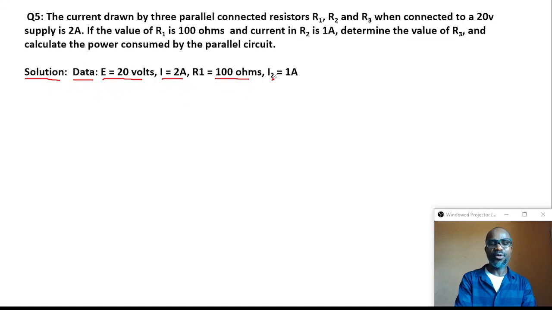Current flowing in R2, that's what it means. This should be R2. Current flowing in R2 is 1 amp. So we should take note of that. This should be R2, not I2. But notwithstanding, that is correct. I2 represents current flowing in R2.